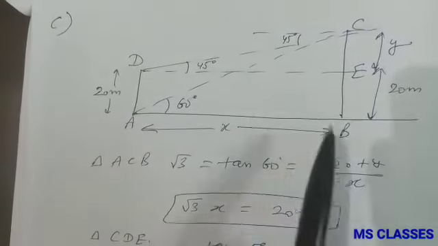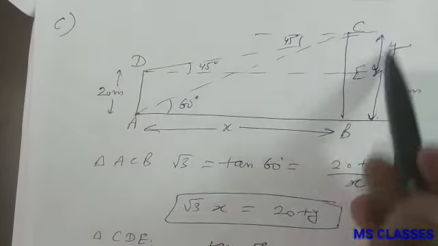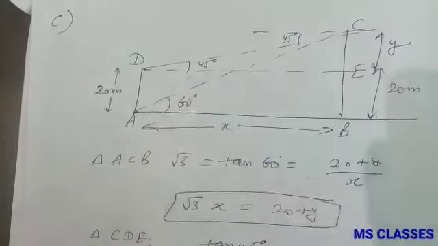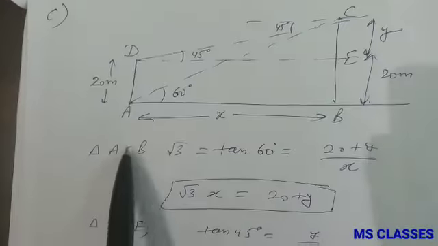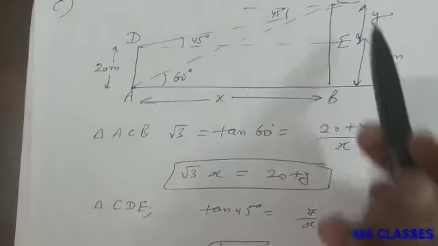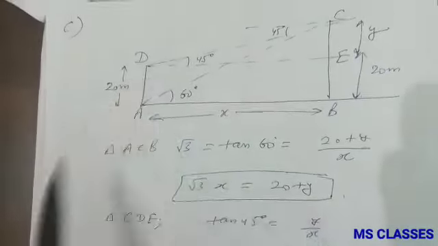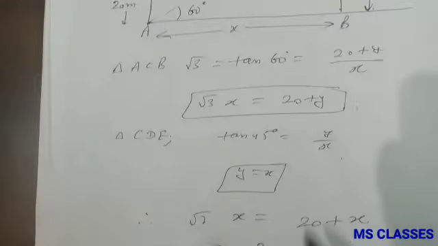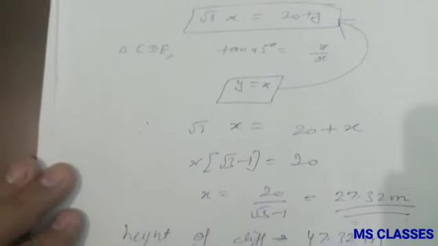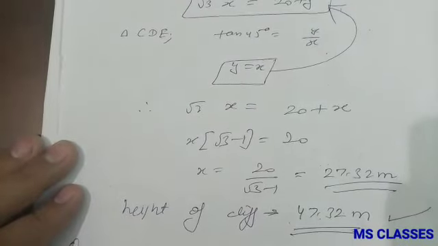So here you can see, this is the distance X between the tower and the cliff. Tower is 20 meter height, and here this is 20, so that will be Y, and these angles are given. So if you take the triangle ACB, you get root 3, which is tan 60 degree, which is 20 plus Y upon X. And from this triangle CDE, you get Y is equal to X. So if you put this here, you get X as 27.32, and the height of cliff will be 20 plus Y, which is 47.32 meter.